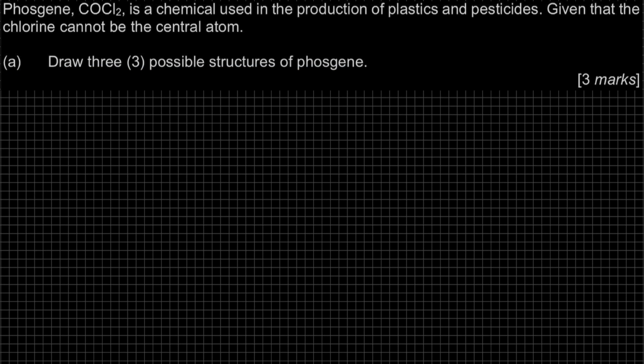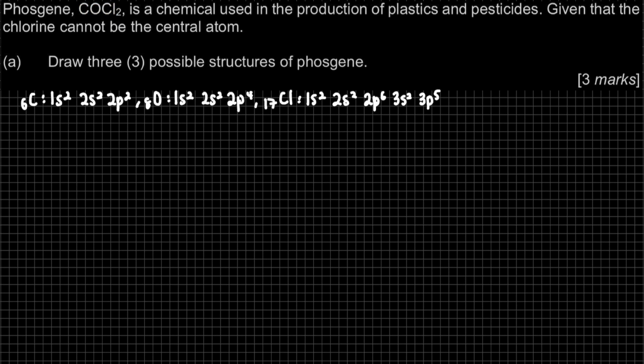So what is the step to answer this question? The question actually asks us to draw 3 possible structures, or 3 Lewis structures. So again, how do we draw the Lewis structure? First thing first, we need to find the number of protons for carbon, oxygen, and chlorine, and write down the electronic configuration. You may refer to the list of constants to check the number of protons of each atom here.